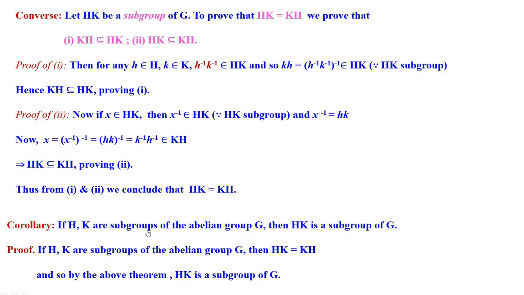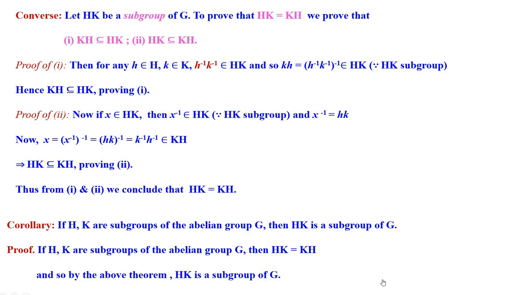Now if H and K are subgroups of a given abelian group, suppose I am given an abelian group, say G, then in that case, do we have HK obviously to be a subgroup of G? The answer is yes, because once you have G to be an abelian group, capital HK will be equal to capital KH because all the elements in H and K will commute in G itself, so naturally they will commute in this also. So as sets they are equal.